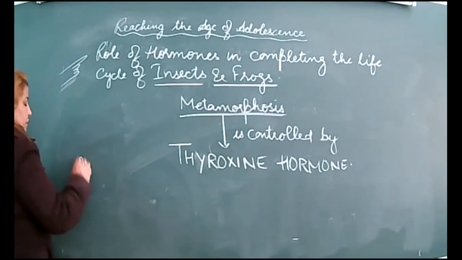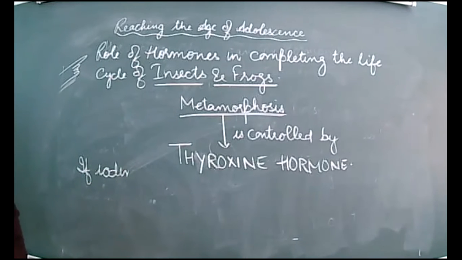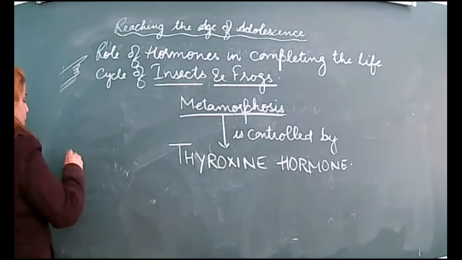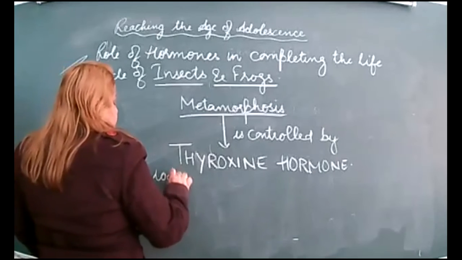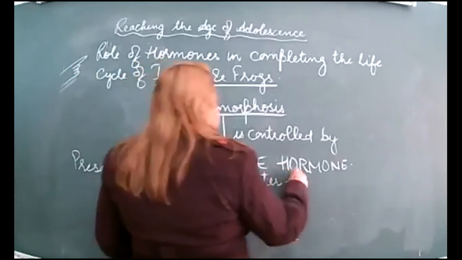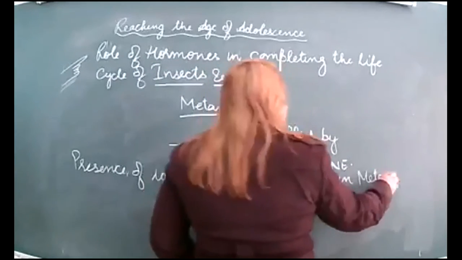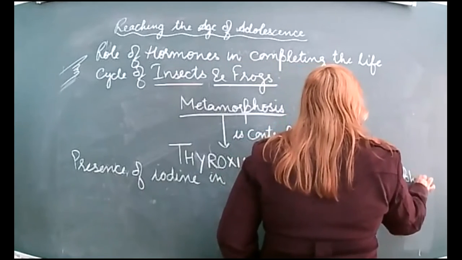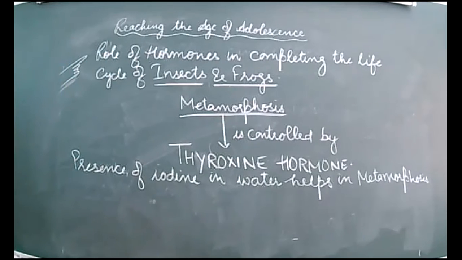Write down, you can write in two sentences: presence of iodine in water helps in metamorphosis. Okay. So what was metamorphosis? The transformation of the tadpole into the adult frog.